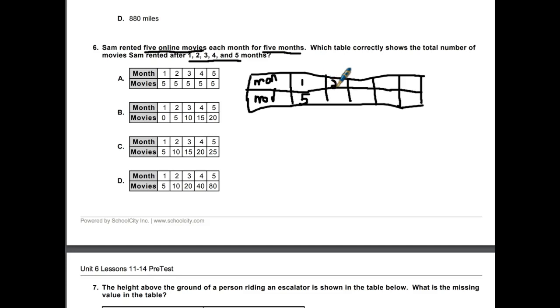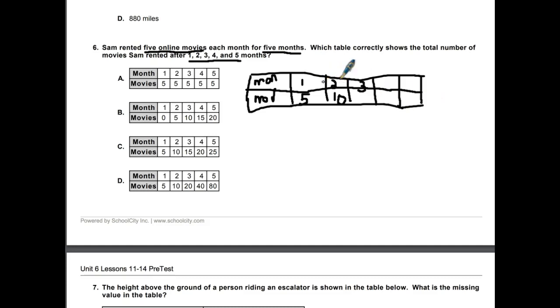In the second month, he rented 10 movies. In the third month, okay, and then complete the rest of your chart. What would he have had for the remainder of those months? Pause the video here, take 1 minute and finish your chart, and then indicate which is your correct answer, A, B, C, or D. 1 minute, go.